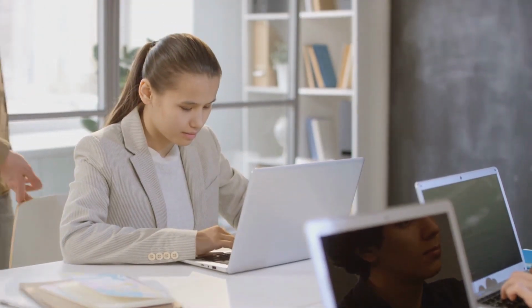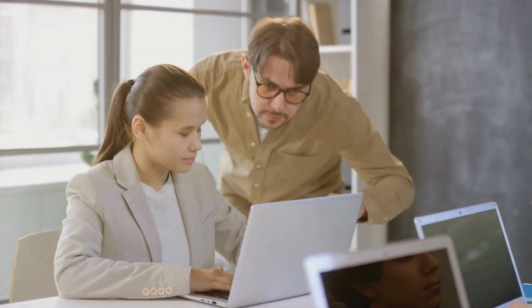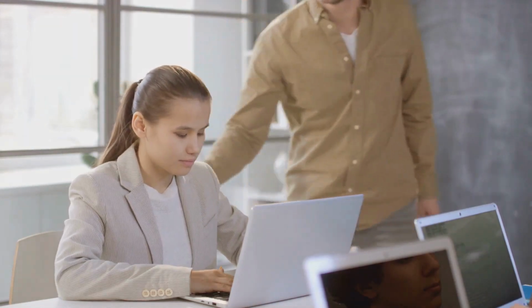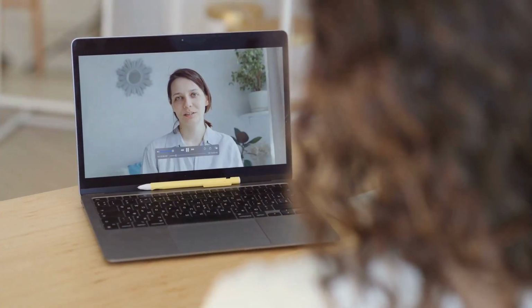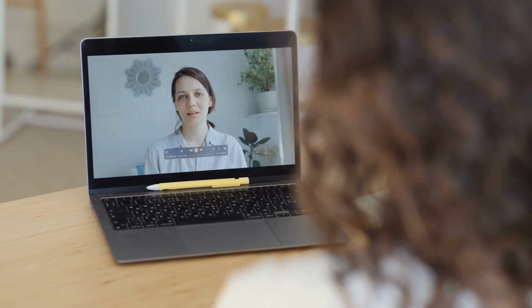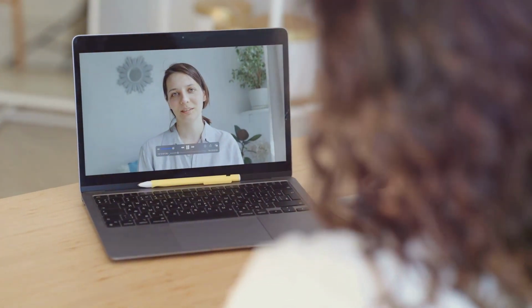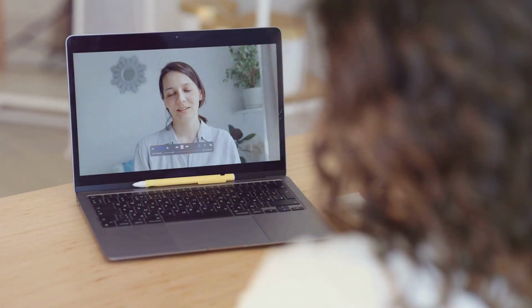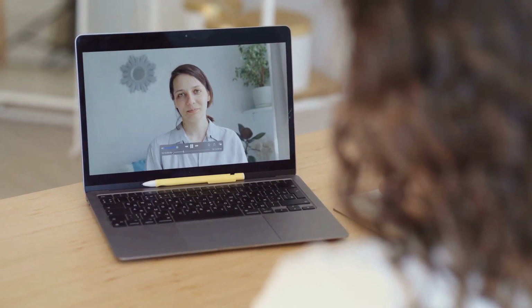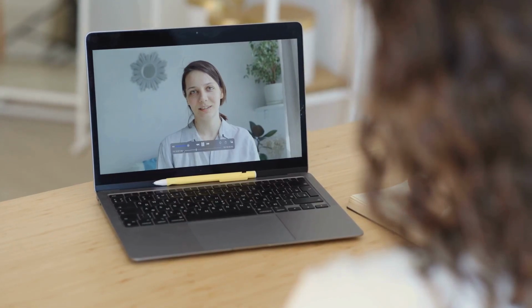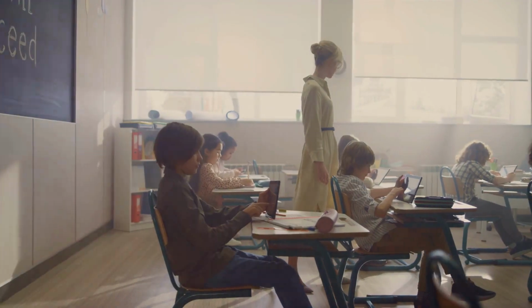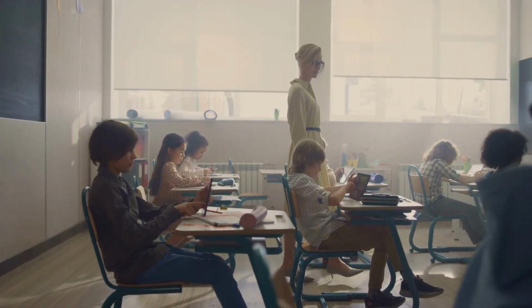Firstly, we must address performance expectancy. This means demonstrating to educators and students alike that ICT can significantly enhance their teaching and learning experiences. Showcasing real-life examples of successful ICT integration and providing reliable data about its positive impact can go a long way in achieving this. Next, we must tackle effort expectancy.